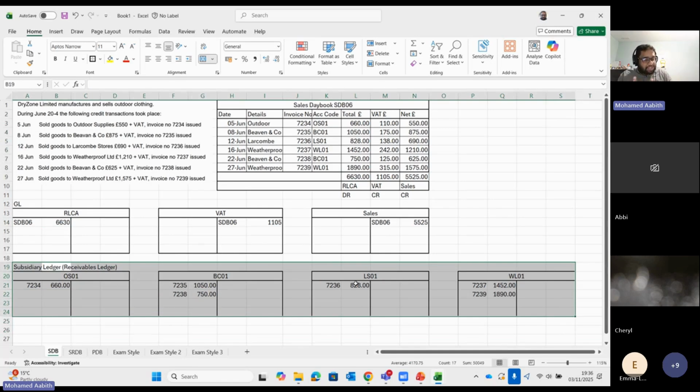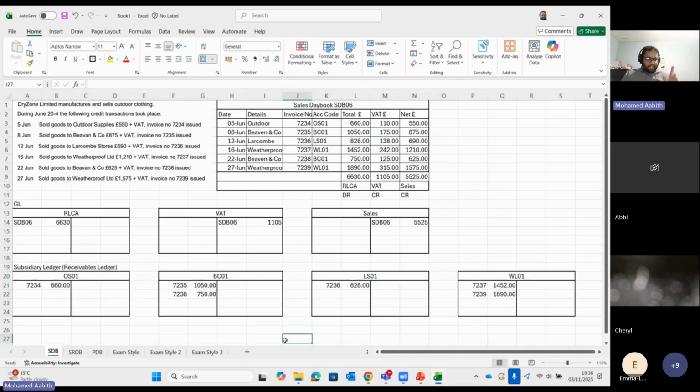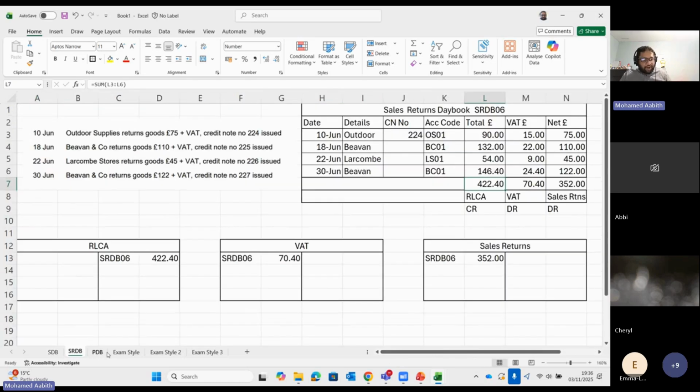In case they don't match, that is where you learn in the bookkeeping control unit to reconcile between your RLCA and the subsidiary ledger. Those need to match up. Okay, so that is very important, why we have this subsidiary ledger. Similarly, when you have a credit note, can you notice that there are 4 credit notes here? So the outdoor supplies 225, 226, and 227.